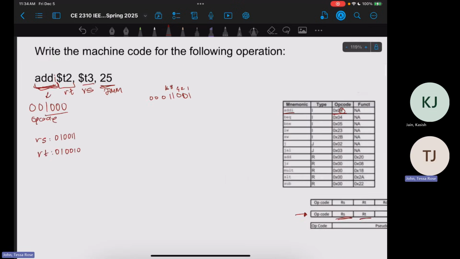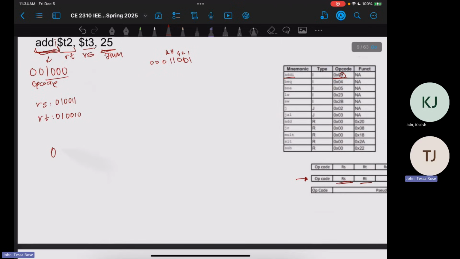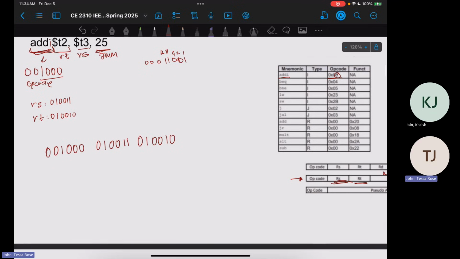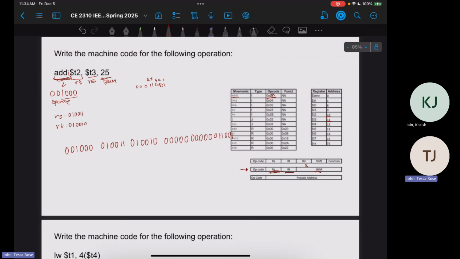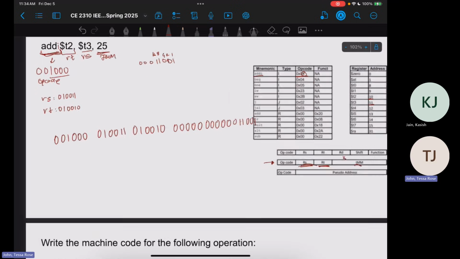That's it. So to write the whole binary, you have the opcode, which is 0, 0, 1, 0, 0, 0. RS is 0, 1, 0, 0, 1, 1. RT is 0, 1, 0, 0, 1, 0. And the IMM, you'd have 1, 2, 3, 4, 5, 6, 7, 8, 9, 10, 11, 12, 13, 14, 15, 16. Just make sure you get the number of zeros in the beginning right. But yeah, that's how you do ADDI.